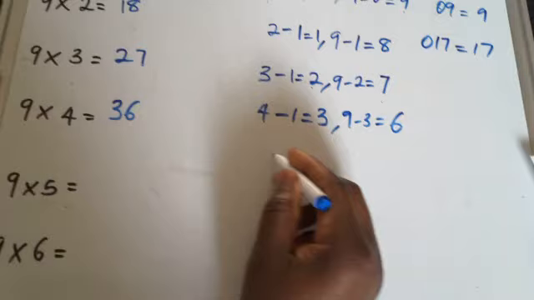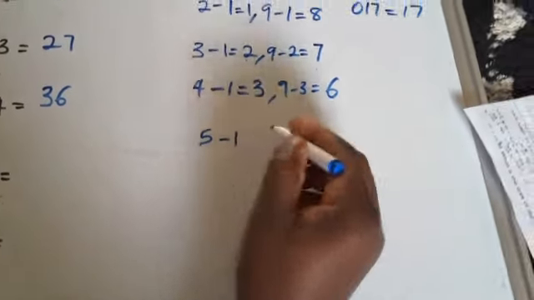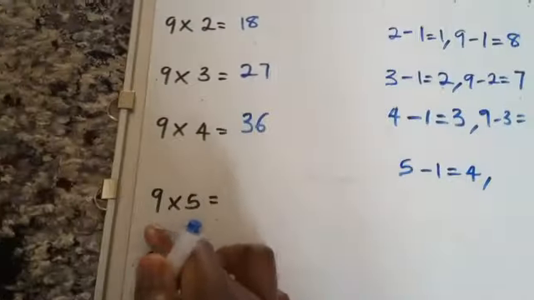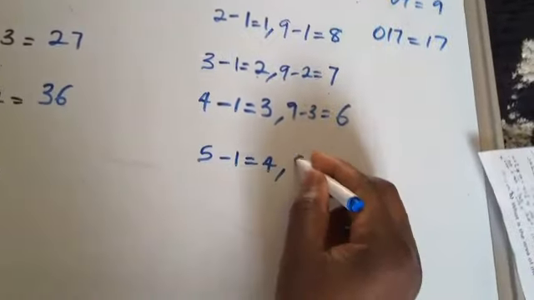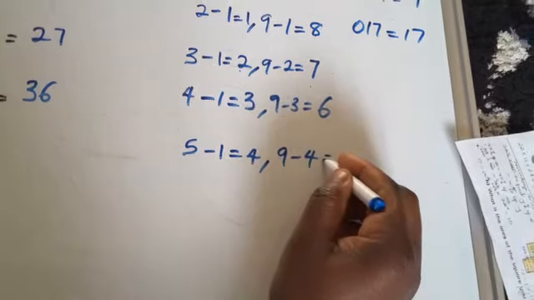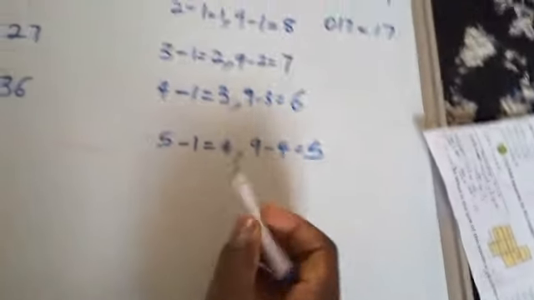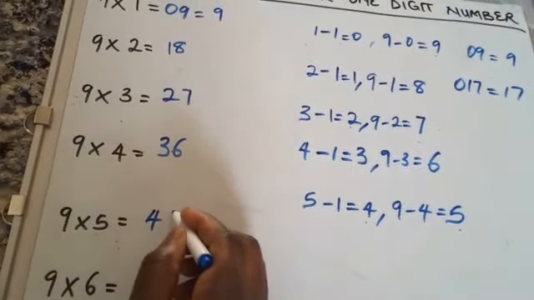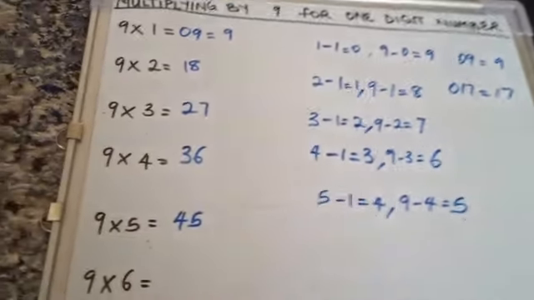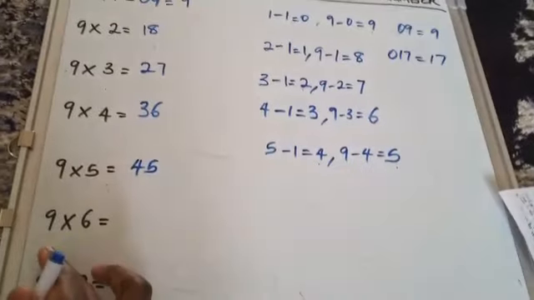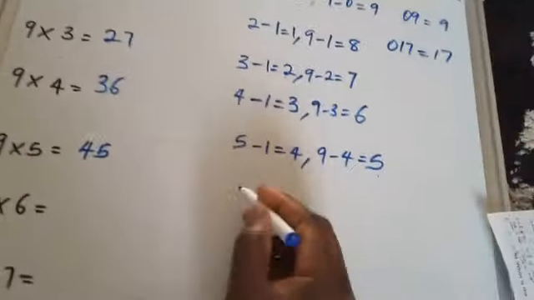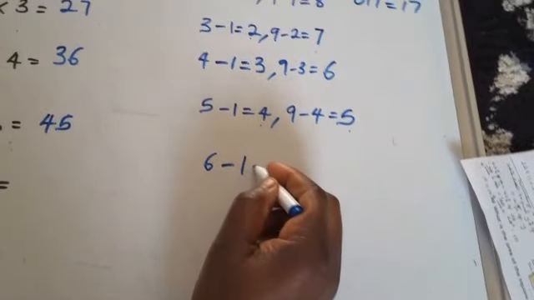The next question is 9 multiplied by 5. 5 minus 1 is 4. 9 minus 4 is 5. So we write 4 first before 5. We have 45.